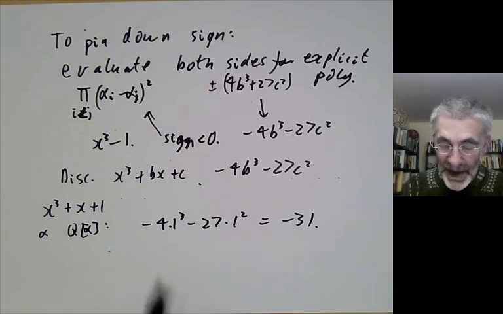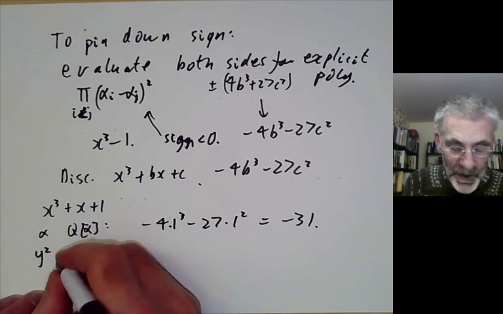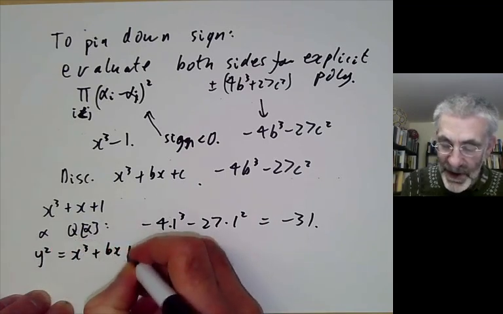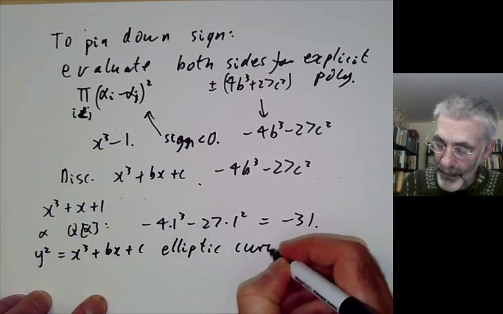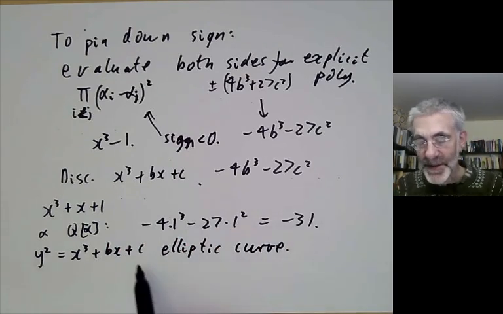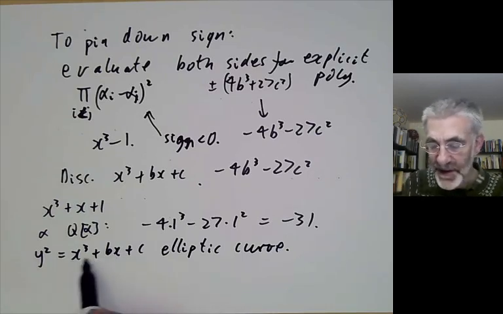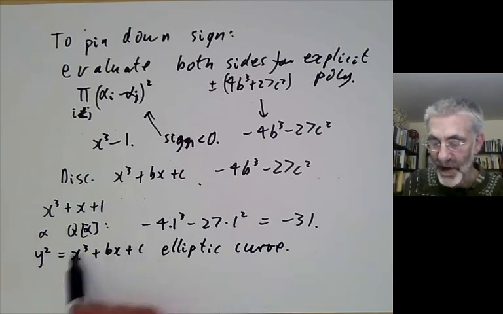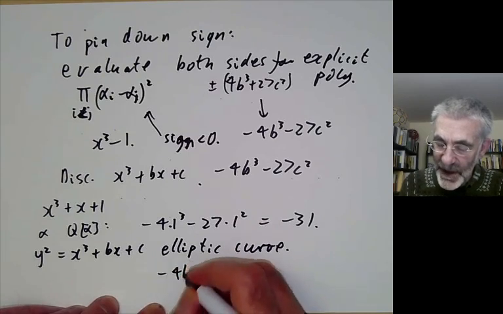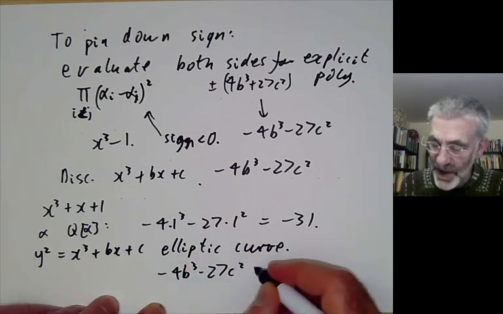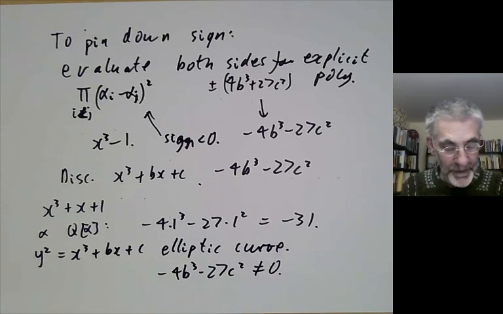In algebraic geometry, you might want to know, when is y squared equals x cubed plus bx plus c an elliptic curve? Well, it's an elliptic curve provided it's non-singular, and in algebraic geometry you find this is non-singular as long as this doesn't have any repeated roots. So it's an elliptic curve when minus 4b cubed minus 27c squared is not equal to 0.